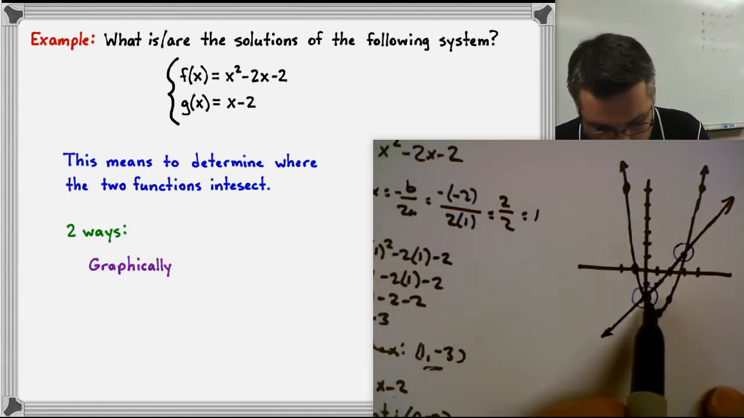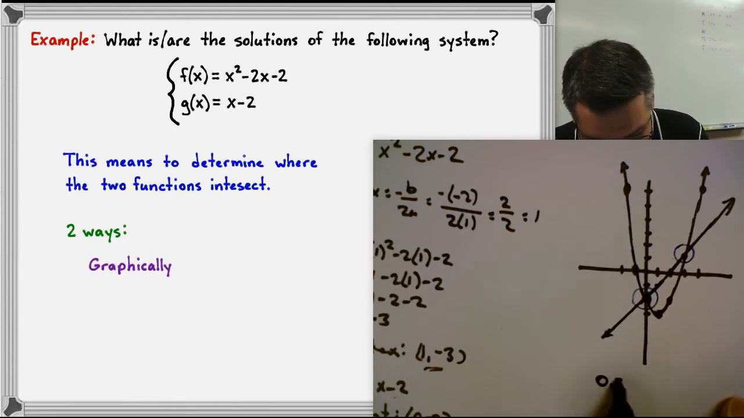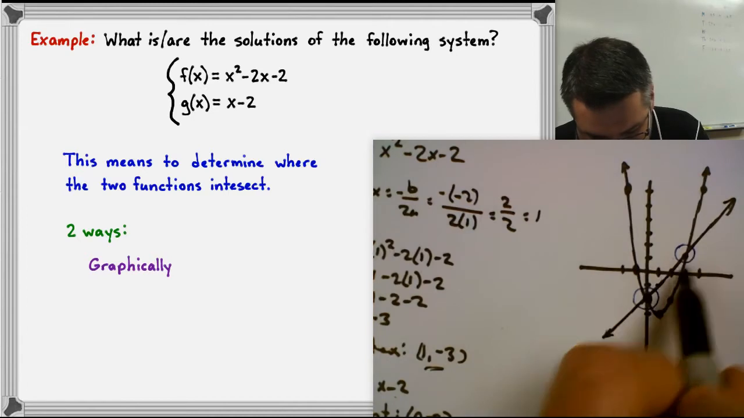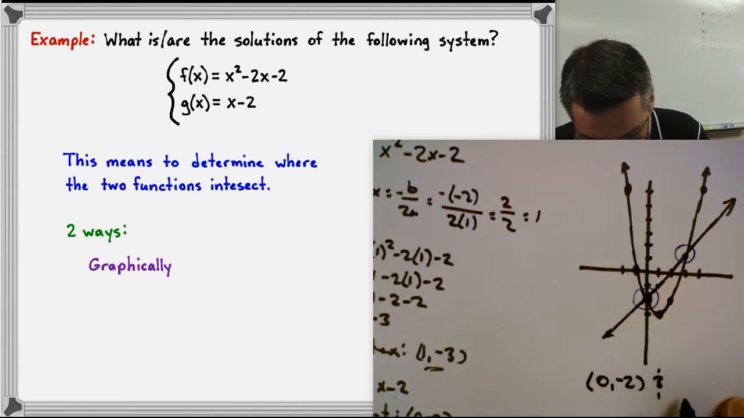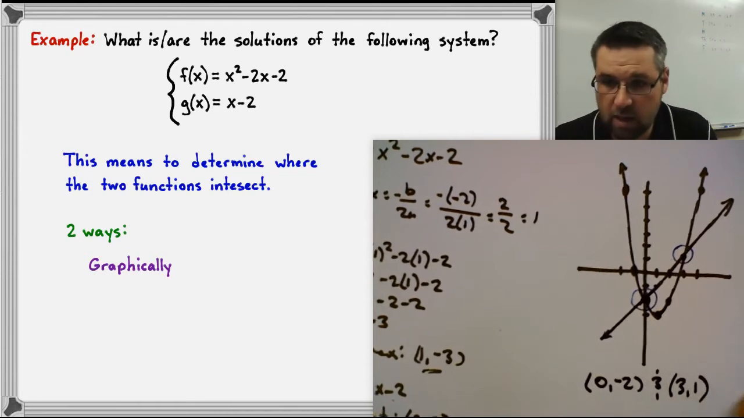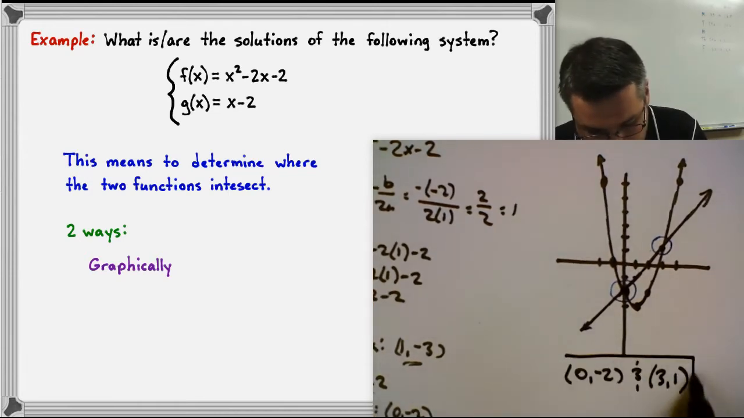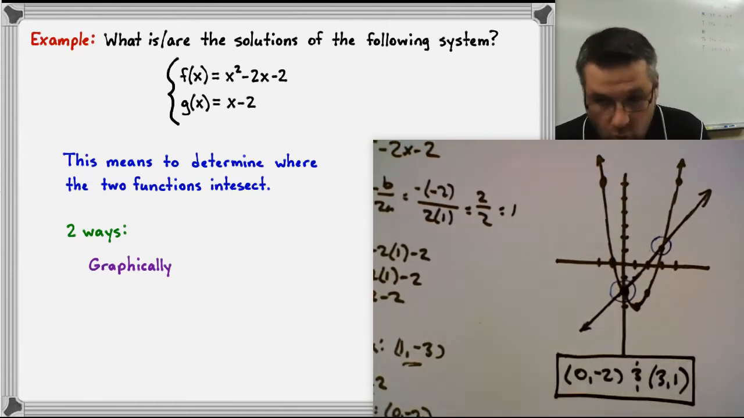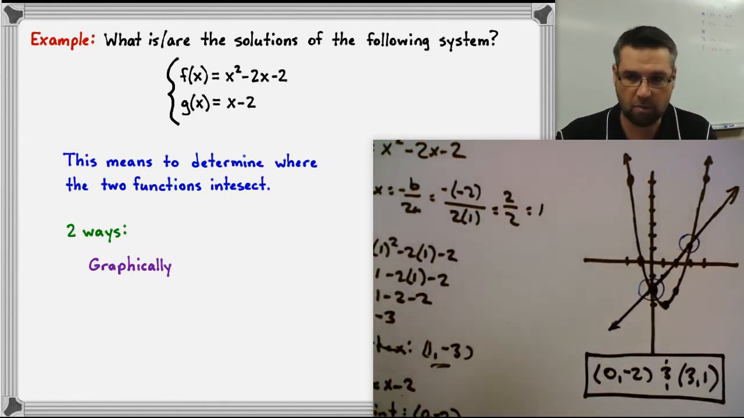Well, this first coordinate is 0 comma negative 2. And the second coordinate is this one. So it's going to be 1, 2, 3, comma 1. So 3, comma 1. Okay. So that is our answer. That's our solution if we were to solve this graphically. Okay. We graph the parabola, we graph the line, and we look where they intersect.